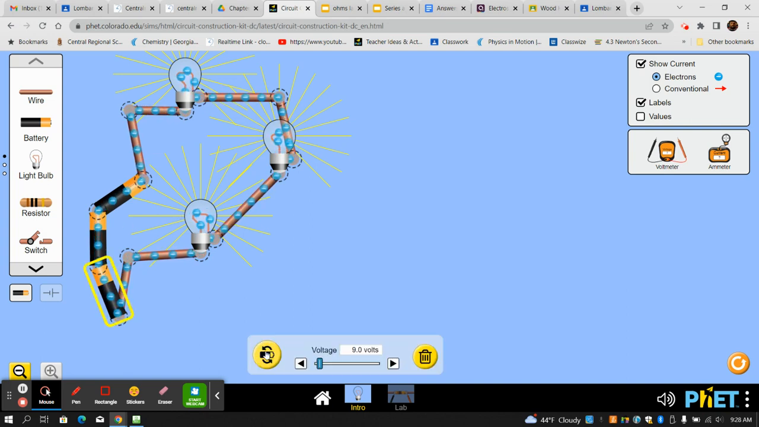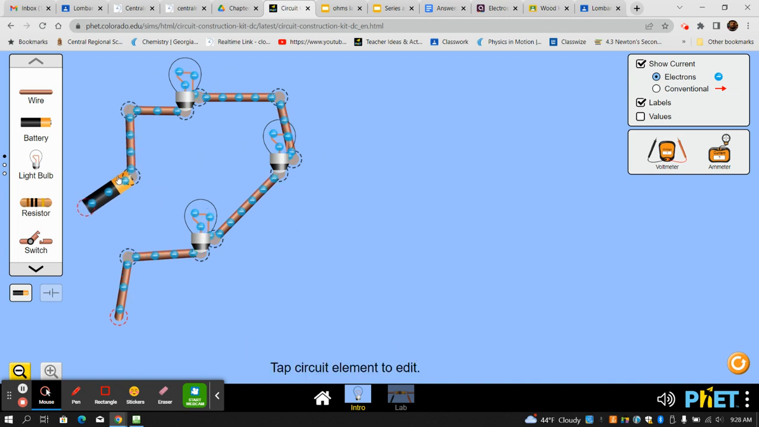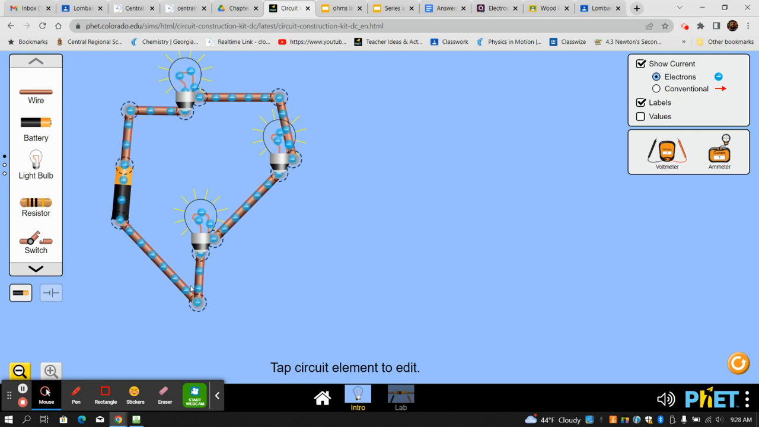Let me get rid of this. Let me bring this back. Bring this over here. All right. So we have this. Now, what happens if one of these light bulbs breaks? Then guess what? There's no longer one continuous path for these electrons to move.